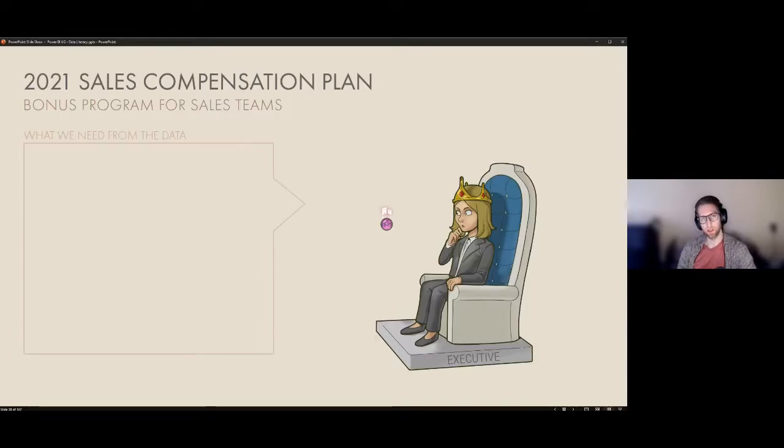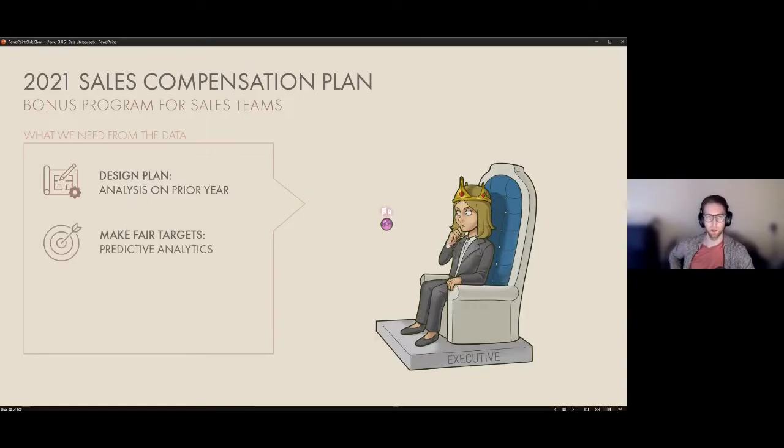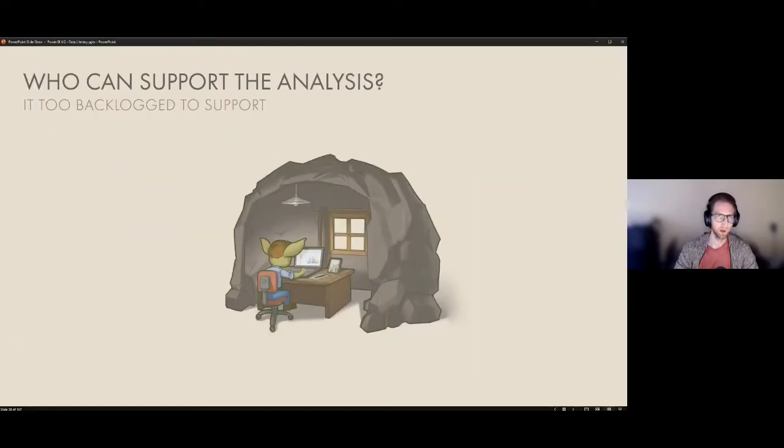So what do we need from the data in order to do these things? Well, for our sales plan design, what we need are some good analyses. We need to do an analysis versus what has happened with our historical data. And we also need to do some forward-facing analyses, some predictive analytics, in order to help us design our fair targets in an objective way. We also need to take all this information and map this to the different salespeople using our master data and load this into a Power BI report, which will help show them in an automated way how they're achieving their targets throughout the year. So this is the plan. This is what we want to do.